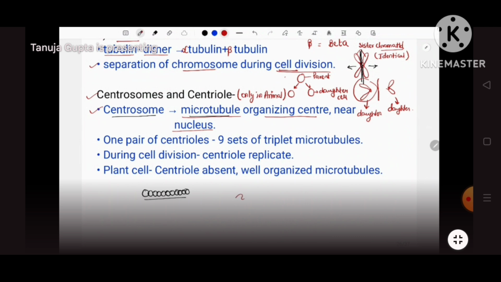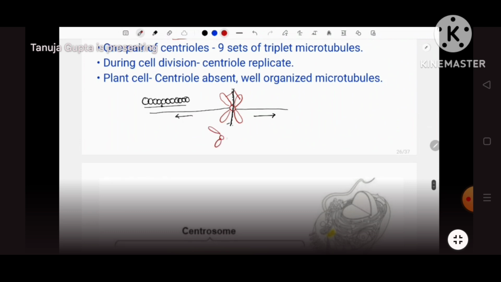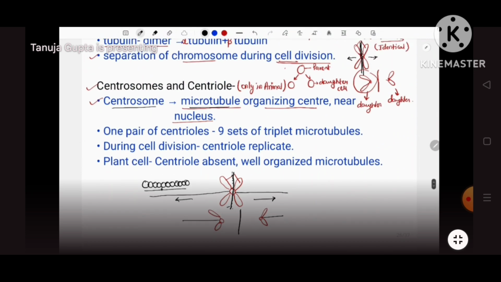What do we need to separate? The chromosomes, these sister chromatids. We need to separate these two sister chromatids. So these rope-like structures attach here, one rope over here and one over there, and they pull apart from each other in opposite directions. Because of the pulling in opposite directions, these two chromatids get separated and go to their respective places. Got it? That's why it helps in cell division.